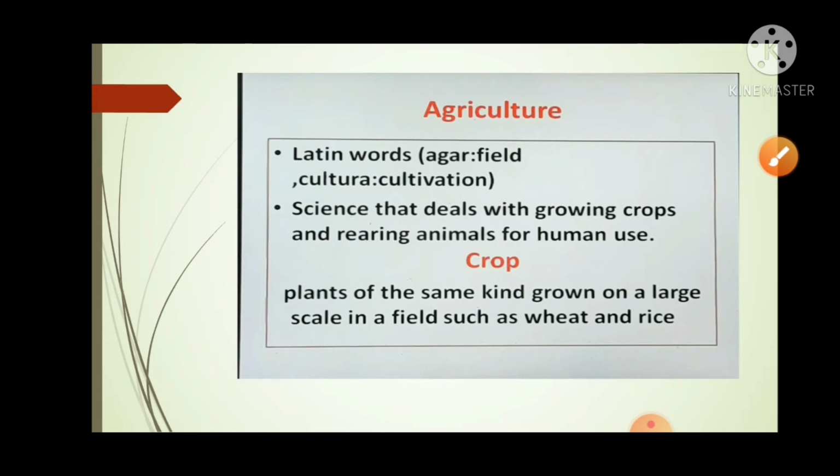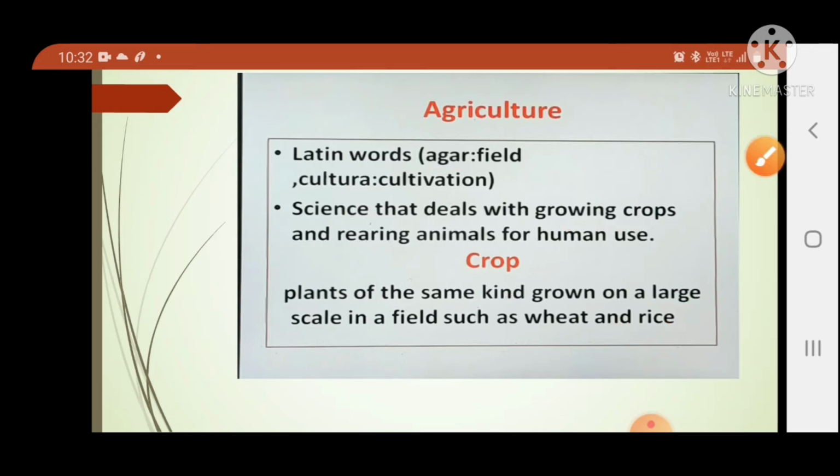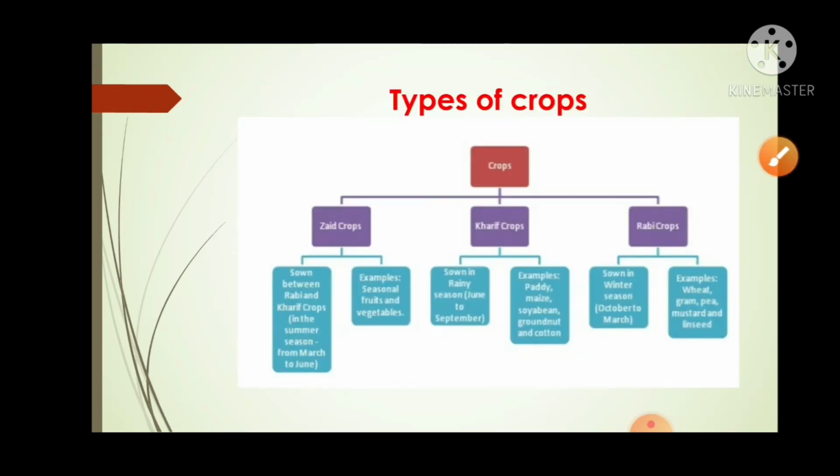Agriculture is the term which originates from Latin words. Agar means field and culture means cultivation. Agriculture is the science that deals with growing crops and rearing animals for human use. And crops are the same kind of plants grown on a large scale in a field, such as wheat and rice. A vast variety of crops are grown in different parts of India.